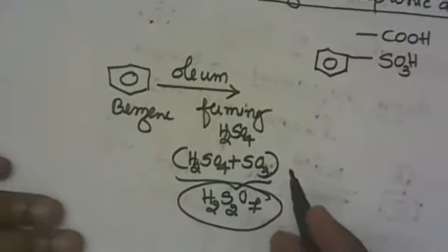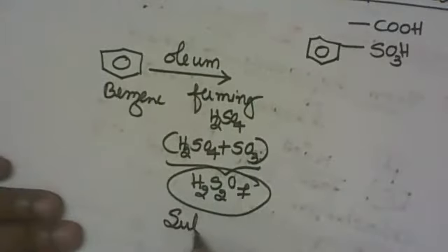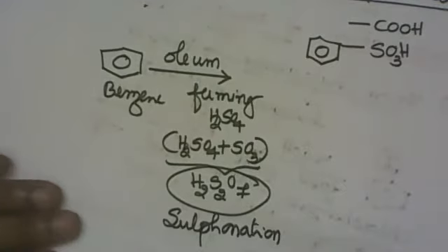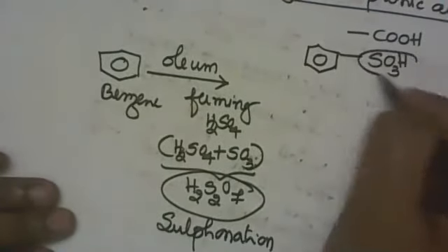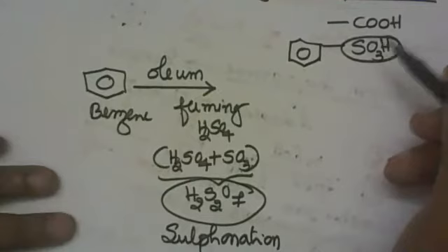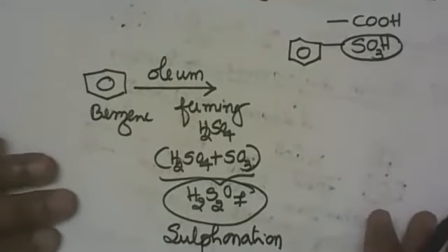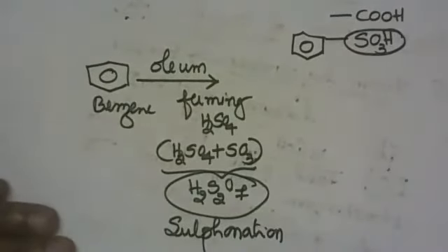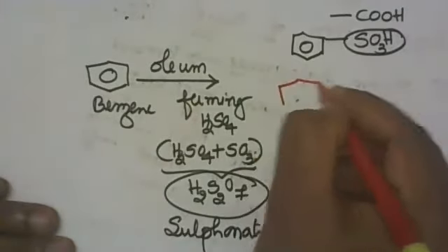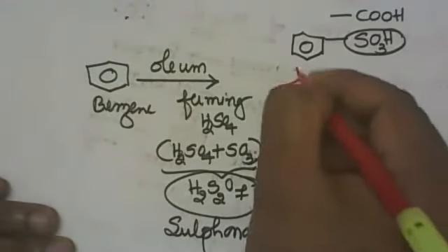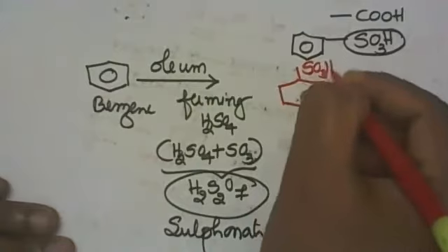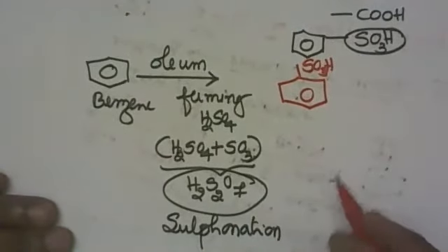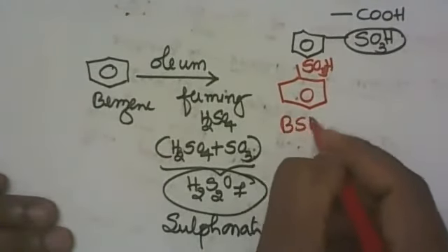Now, what is the reaction taking place? The actual reaction is called the sulfonation reaction. Introducing a sulfonic group is known as sulfonation. So we'll get now benzene sulfonic acid.